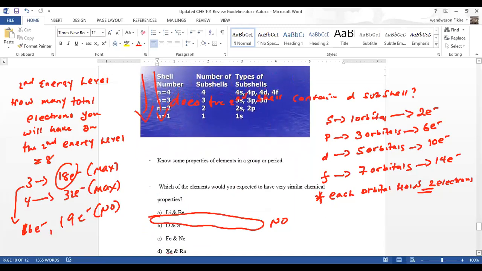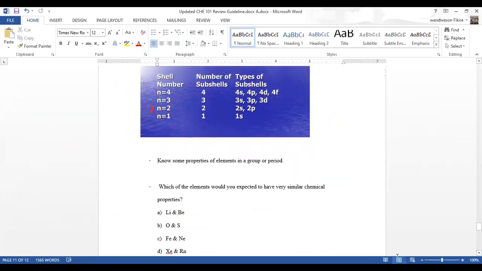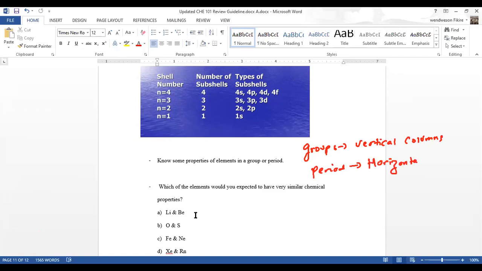Know the properties of the elements in a group or a period. Which of the elements would you expect to have similar chemical properties? Groups are vertical columns, right? Periods in the periodic table are horizontal rows, right? So elements in a group always possess similar chemical properties. You need to have your periodic table in front of you when you do the exam.